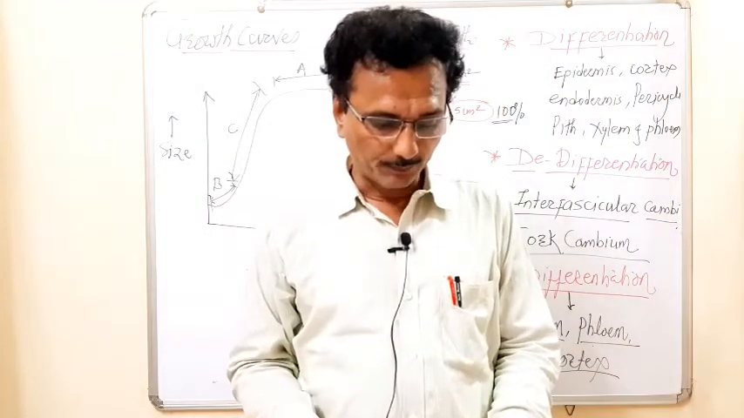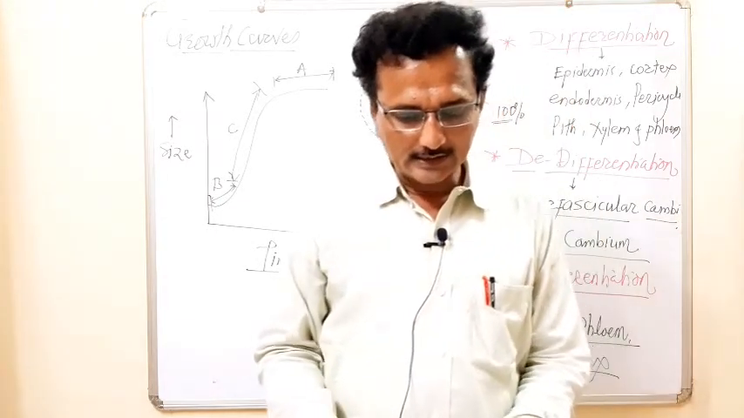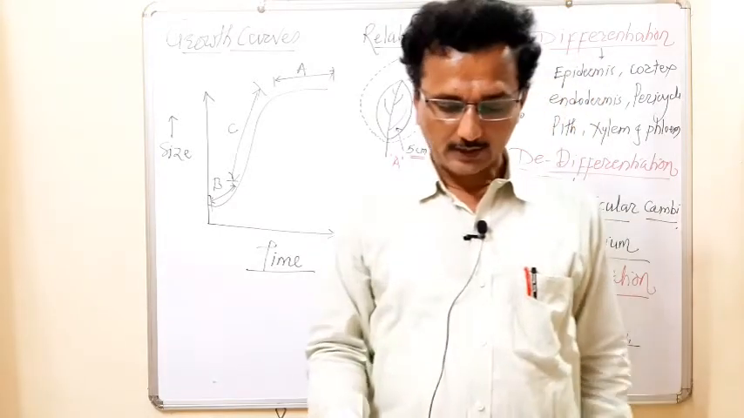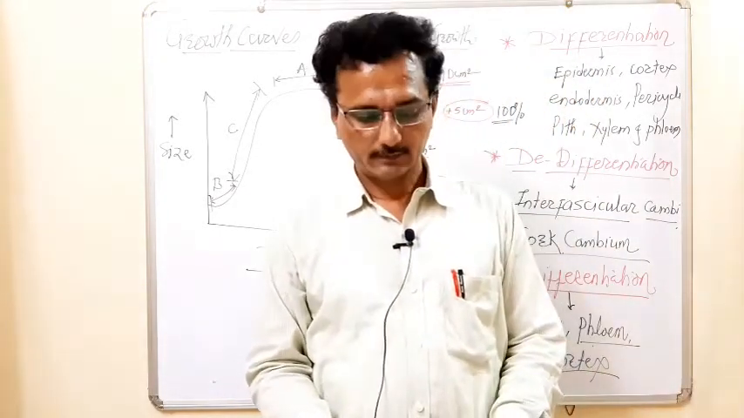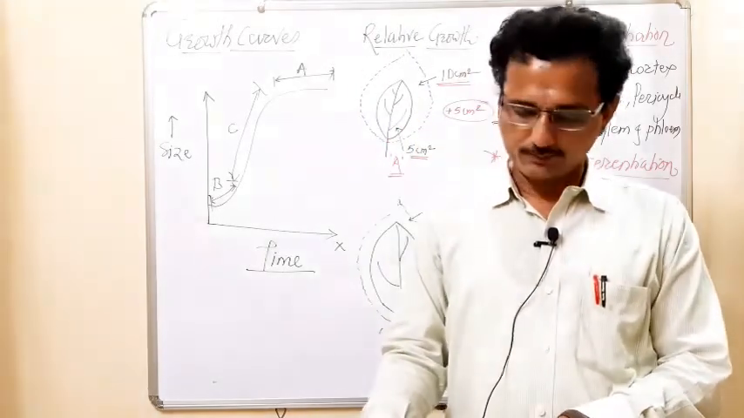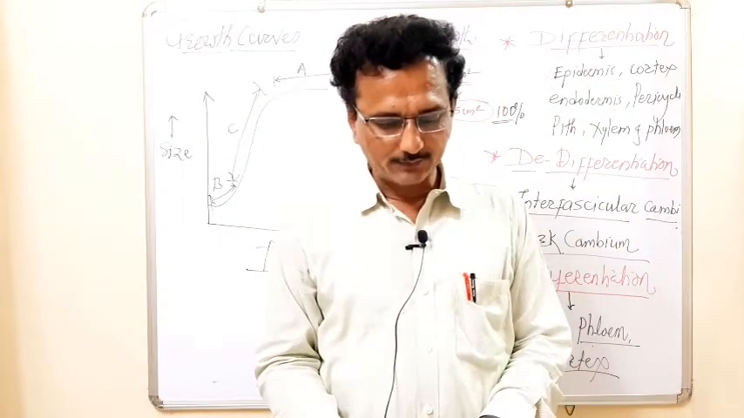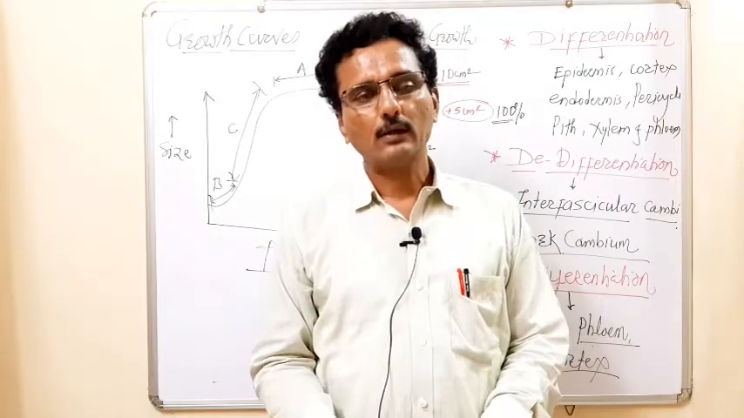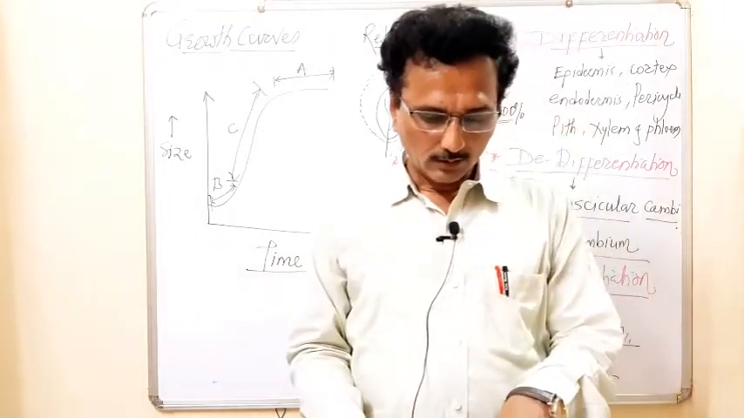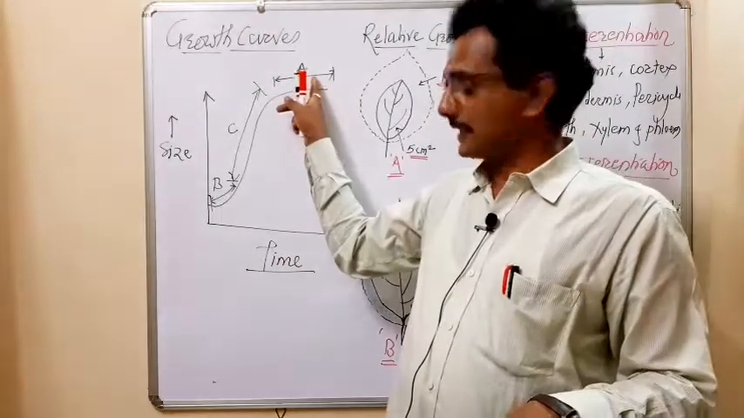See the first option: exponential phase, log phase, steady state phase. Second option: steady state phase, lag phase and log phase. Third option: log phase, steady state phase, logarithmic phase. And the fourth option: log phase, lag phase and steady state phase. So what is the answer, student? The second option is the answer. A means it is a steady state phase.